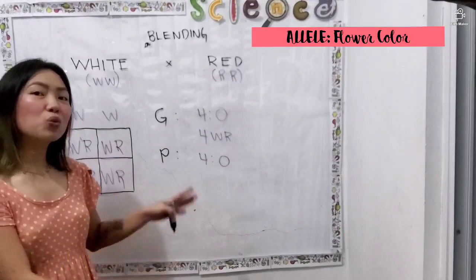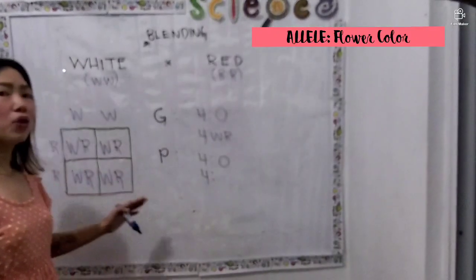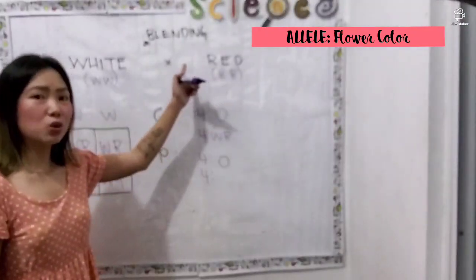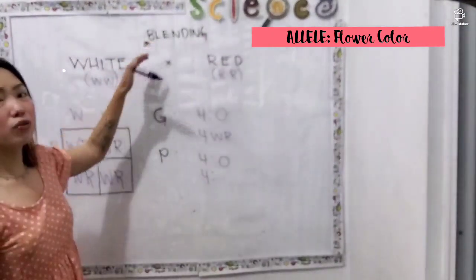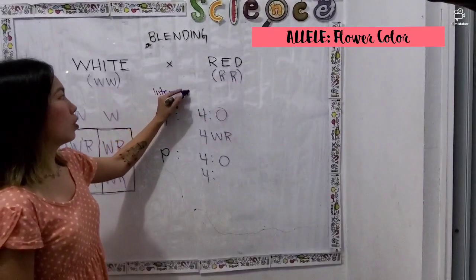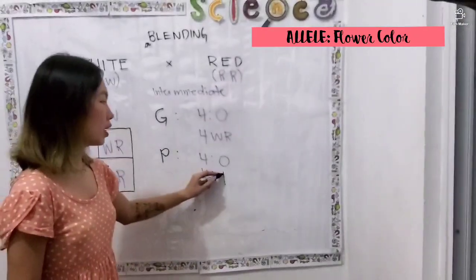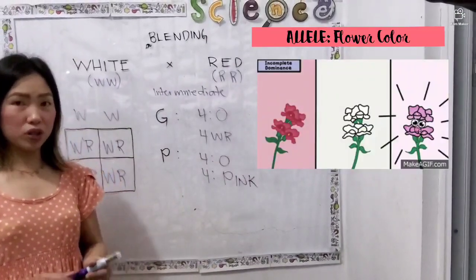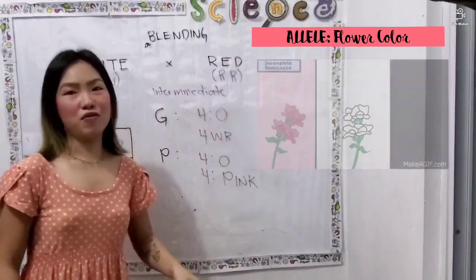Then, lagyan natin ng pangalan. Anong kulay yung 4? Anong kulay yung 4 na yon? So, the color of those 4 in our Punnett square, we have WW is white, RR is red. So, what would be the color of WR? So, the color of WR is the blending of the white and the red, which is the intermediate color, yung kulay na nasa gitna nila, which is again color pink. So we have 4 pink flowers from the cross between the white and the red flower.